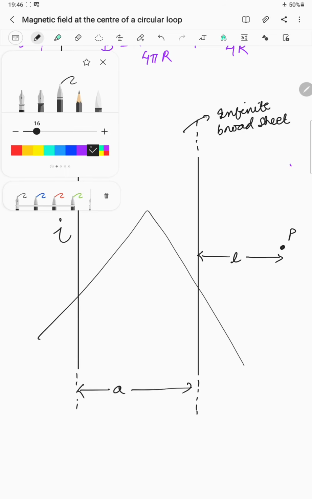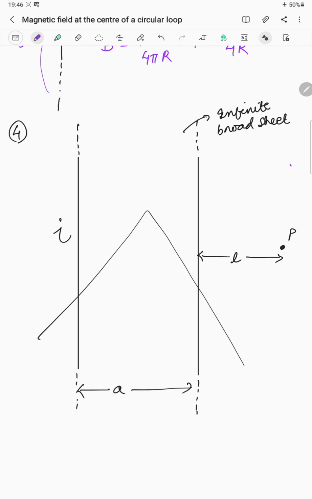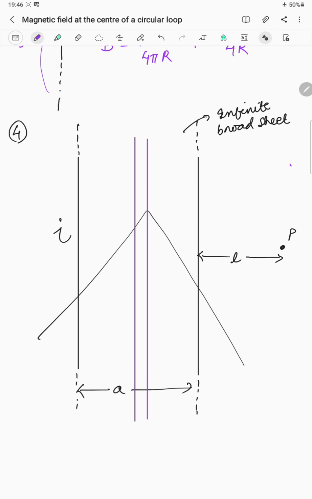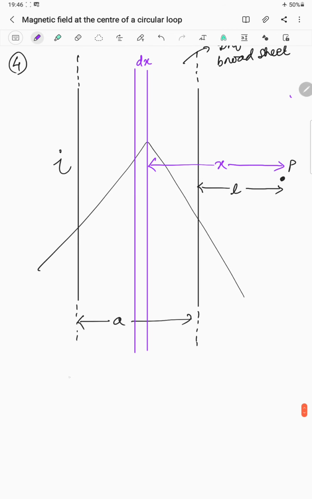For that, we have to take a very small element in this fashion. Followed? And that element has a width of dx. This dx element is situated at a distance of x from the point P. Followed? Now, how much will be the magnetic field due to the small element dx?